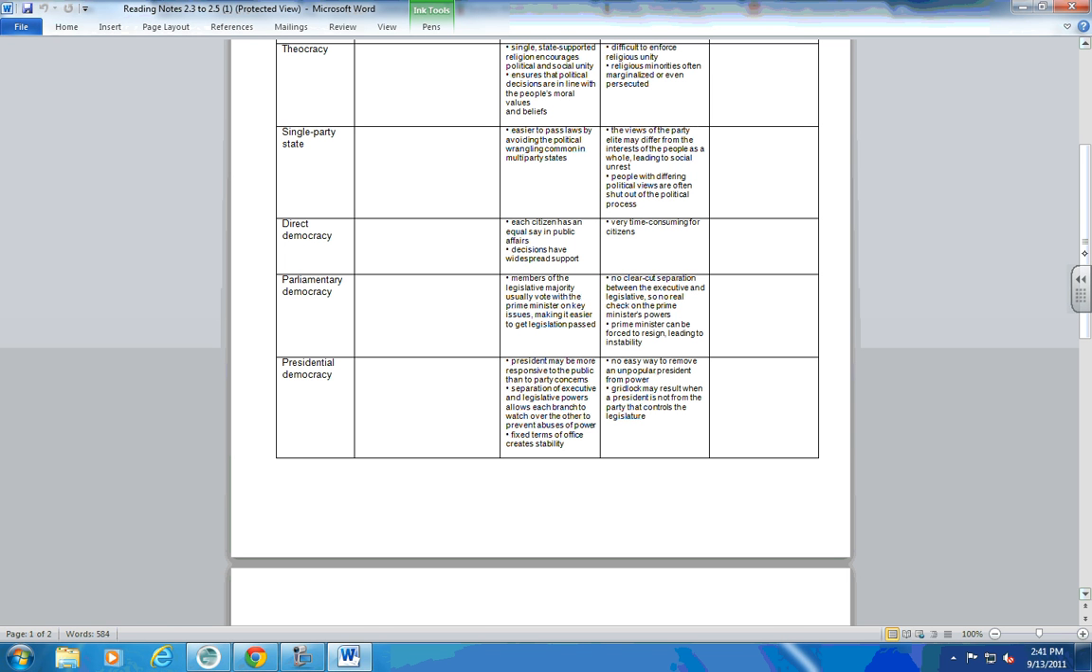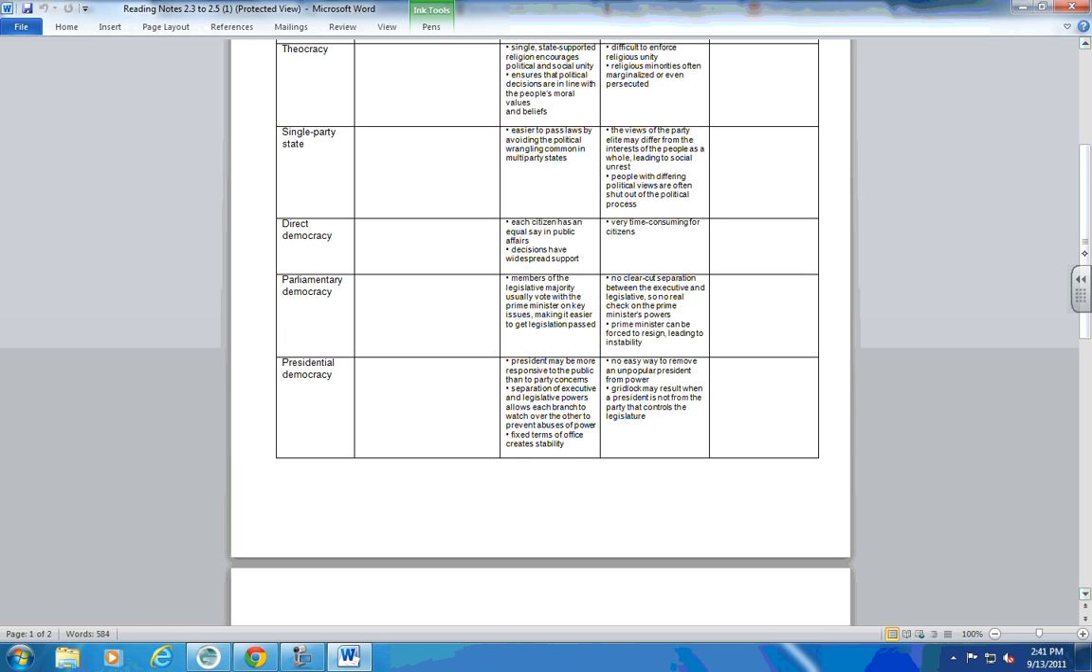Also look at the presidential democracy. The president has to be responsive to public concerns. If he wants to get reelected, he's going to have to listen to us. But there's no easy way to remove an unpopular president. Look at 2004 to 2008. A lot of Americans were upset with the way George W. Bush was running the presidency. Same could be said from 1996 to 2000 with Bill Clinton. People wanted to get him out, but it's not an easy process.